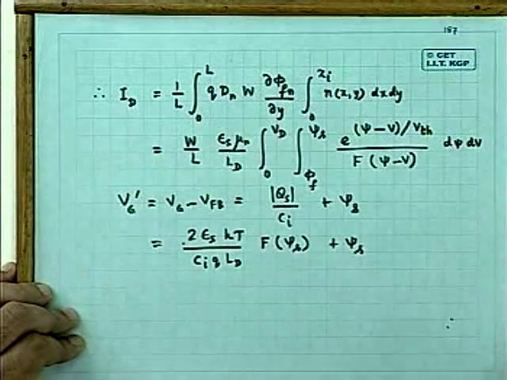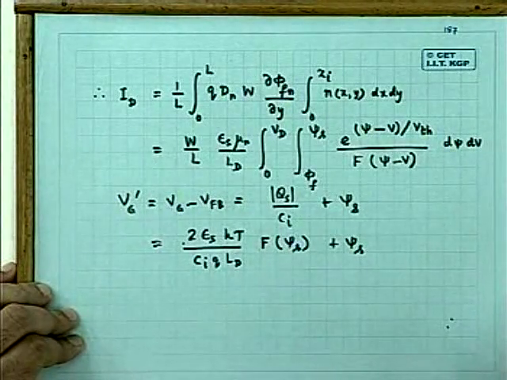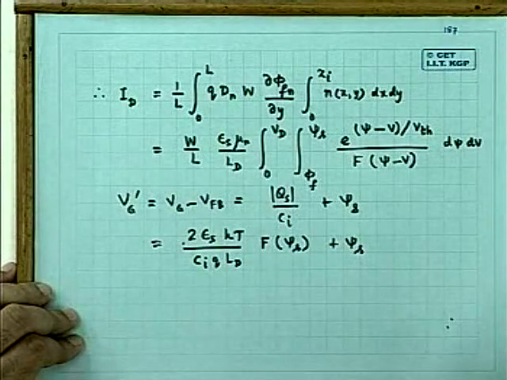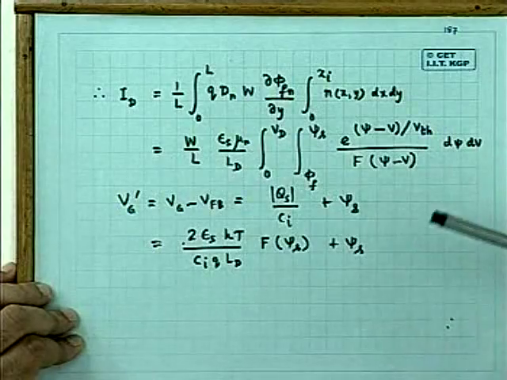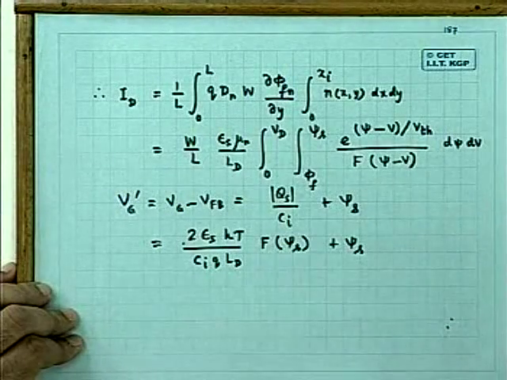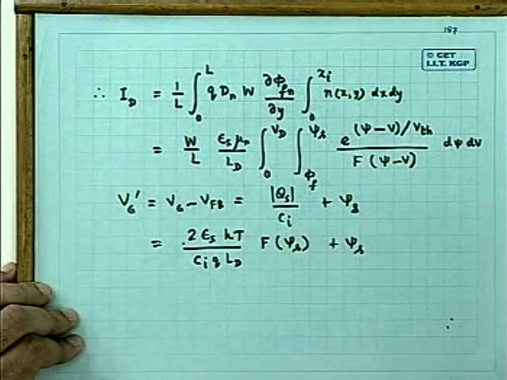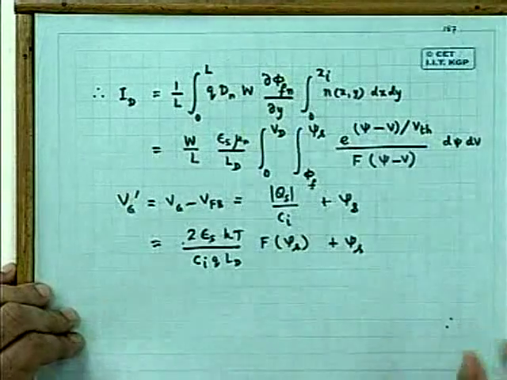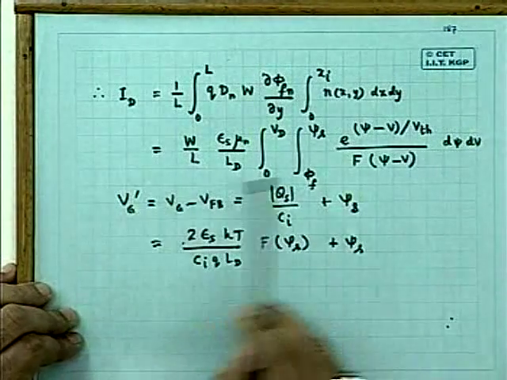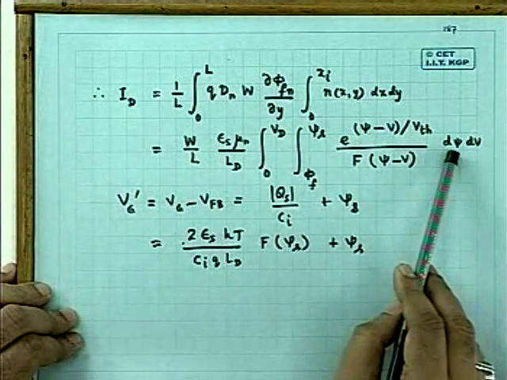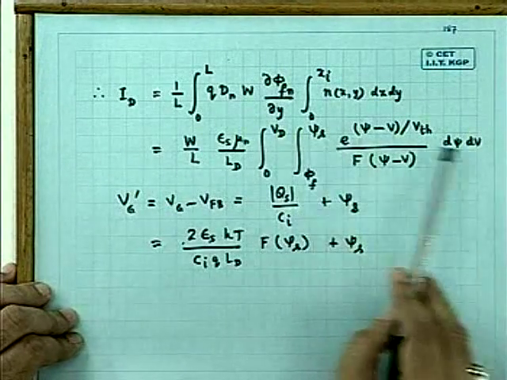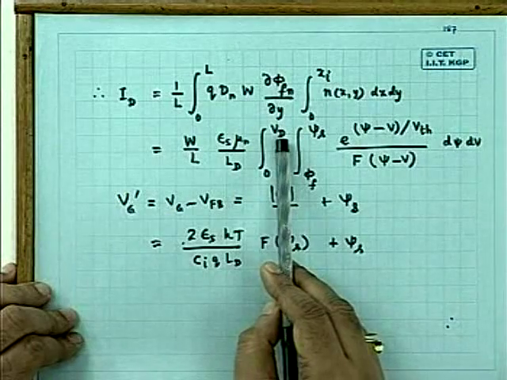This double integral can be evaluated analytically; it is possible. But if it is difficult, you can always do it by a numerical technique. It's a very simple thing. Ultimately, after integration, all psi will be replaced by psi s, and v will be replaced by vd.